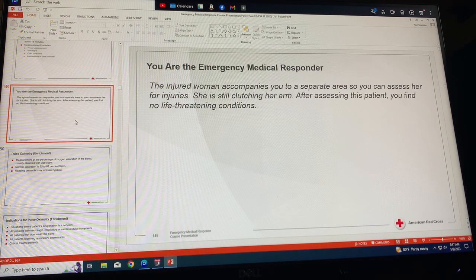You are the emergency medical responder. We have a scenario here. The injured woman accompanies you to a separate area so you can assess her for injuries. She is still clutching her arm. After assessing this patient, you find no life-threatening conditions. What steps do you take next after this? You find no life-threatening conditions. We go to a secondary assessment, or where do we go? This is a scenario that we will discuss in person, that you can address in person.